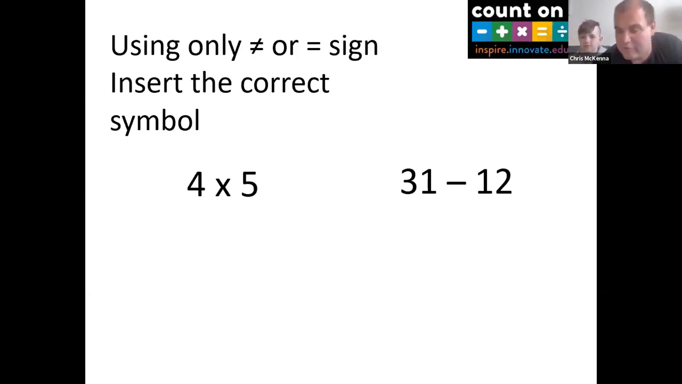Not equal, because 4 5s are 20. 31 take away 12 is 19. So 4 times 5 does not equal 31 take away 12.